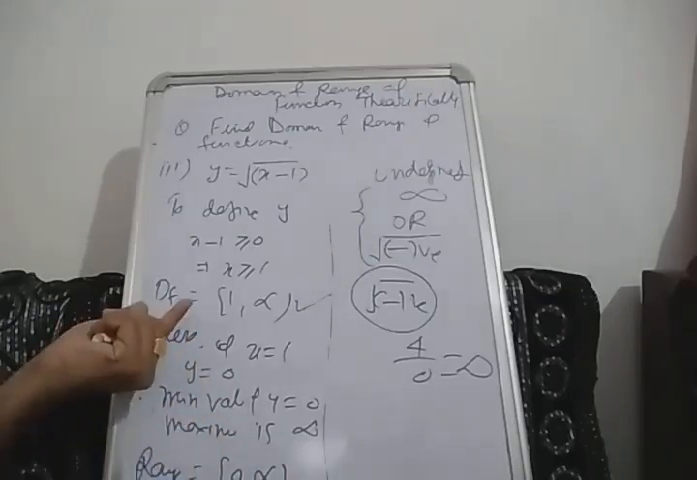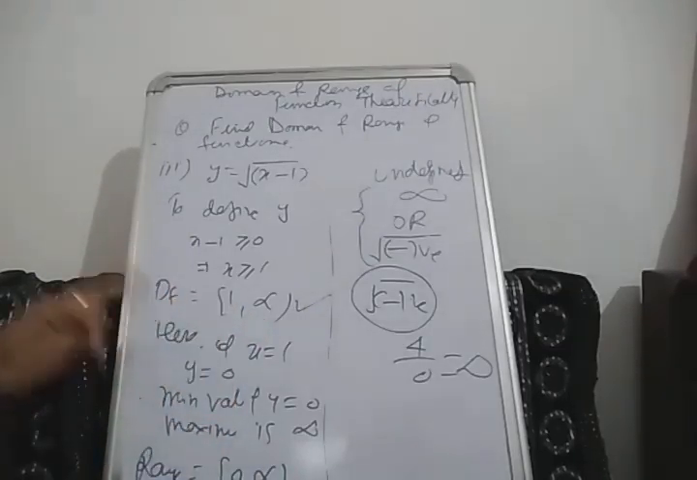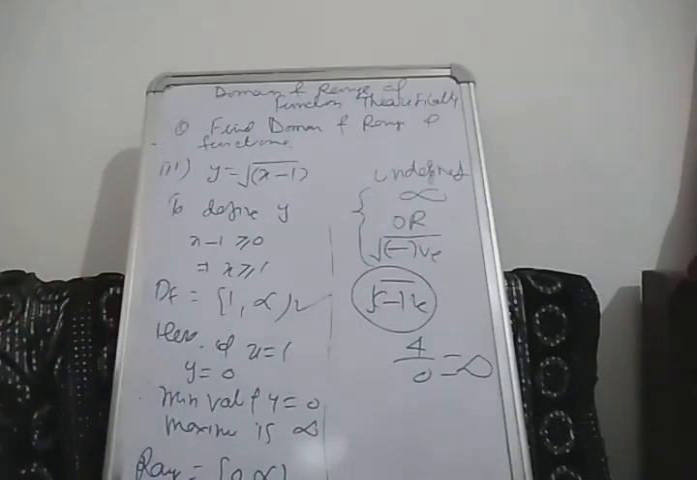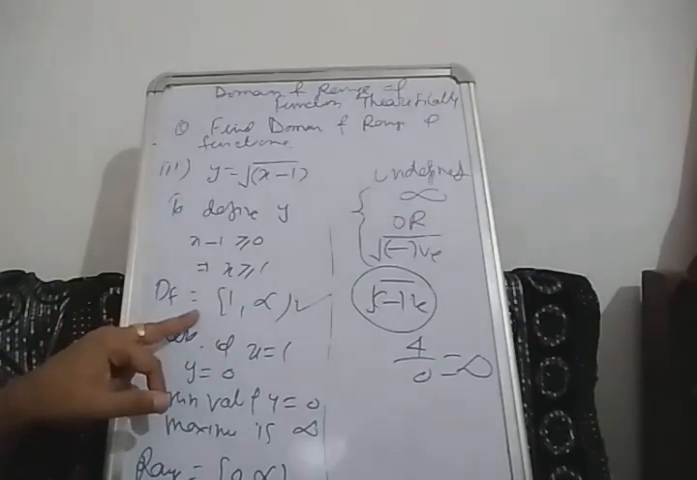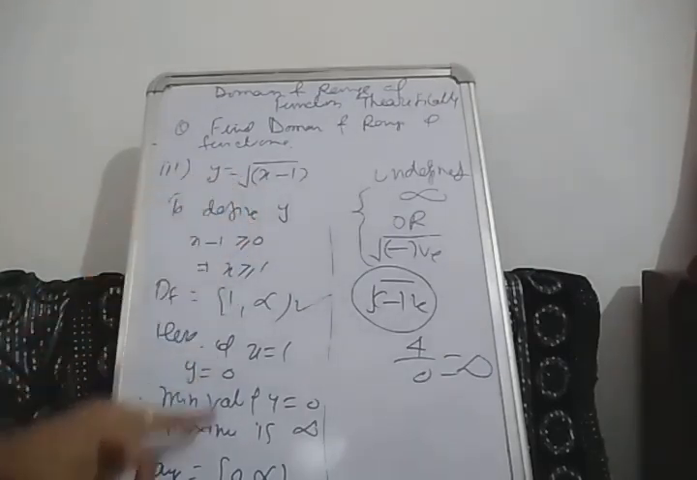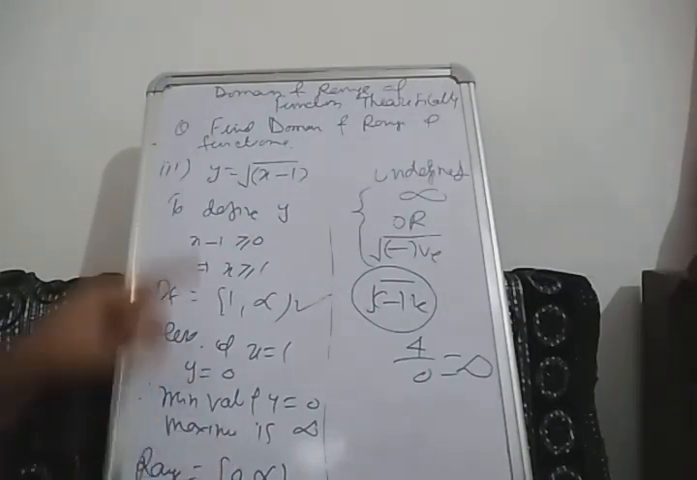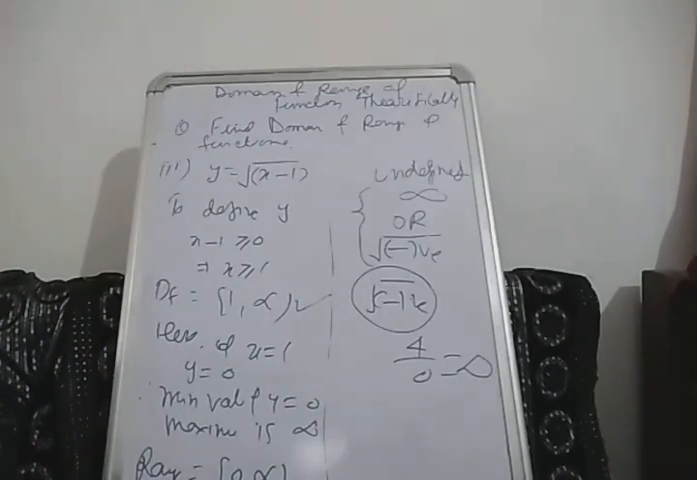Domain means x is starting from 1 to infinity. Therefore range is starting from 0 to infinity, right? Because in x you cannot write less than 1, otherwise it will not be defined. And in y you cannot put less than 0, otherwise x will not be defined, right? So this is called domain and range by the theoretical method.